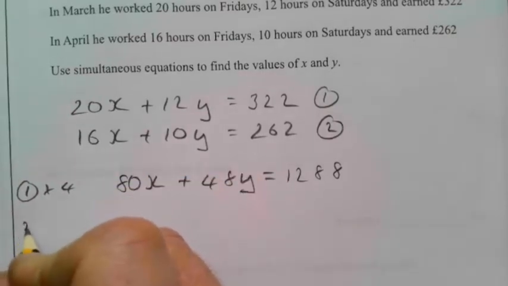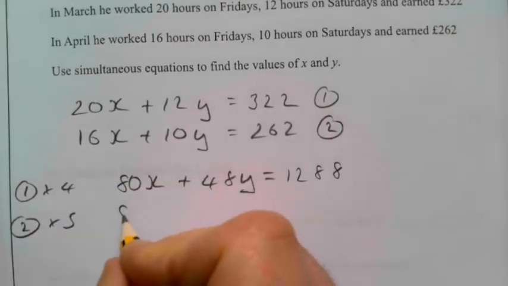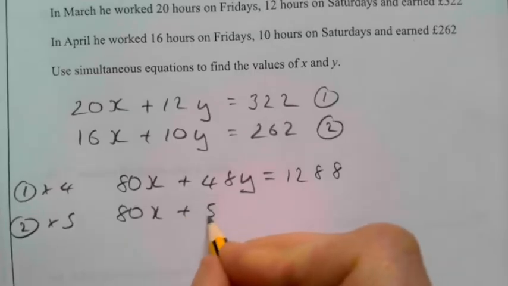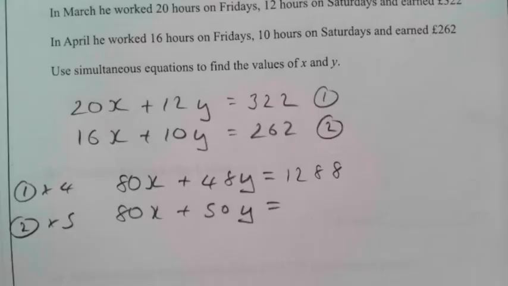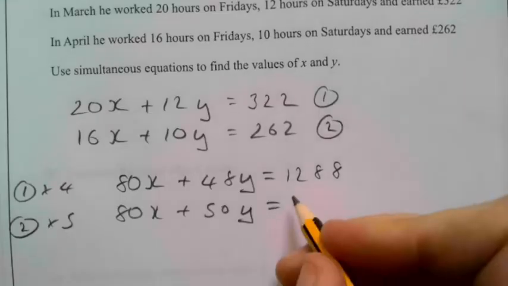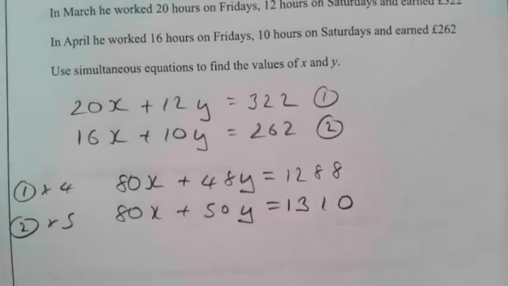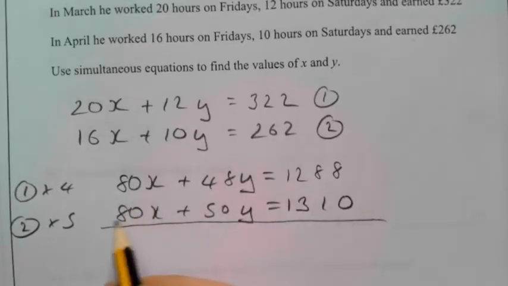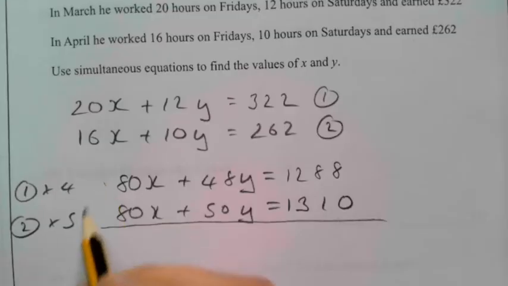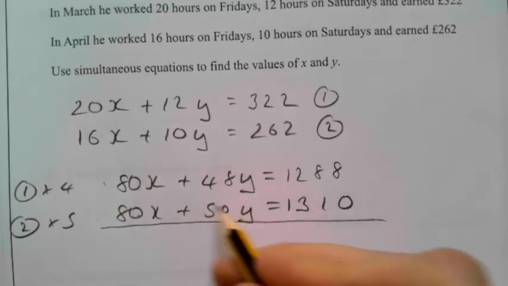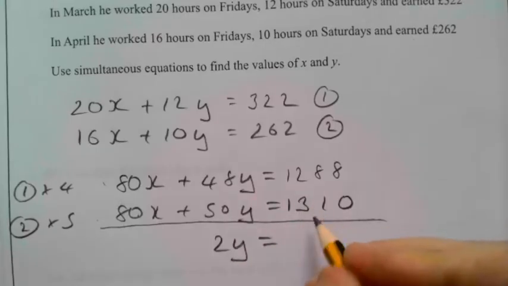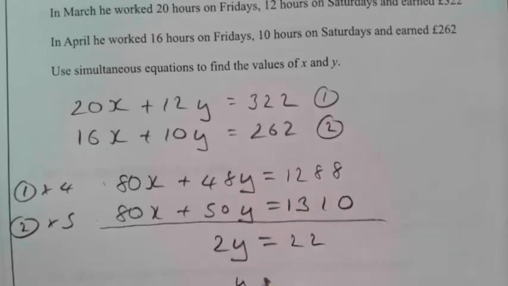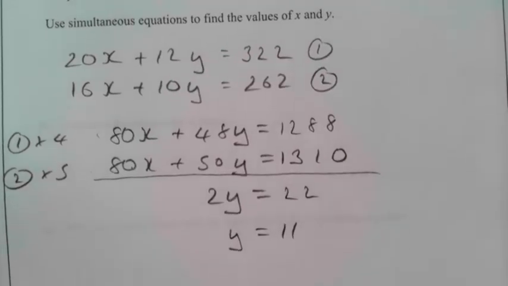Then times this one by 5, so it's 80x plus 50y, and times that by 5, 1310, I think. We now have this. If we subtract, if we go with this one, take away this one, that should give us positive numbers. This, take away this, gives me 0. 50 take away 48 gives me 2y. And then here we have 22. That means y is 11.